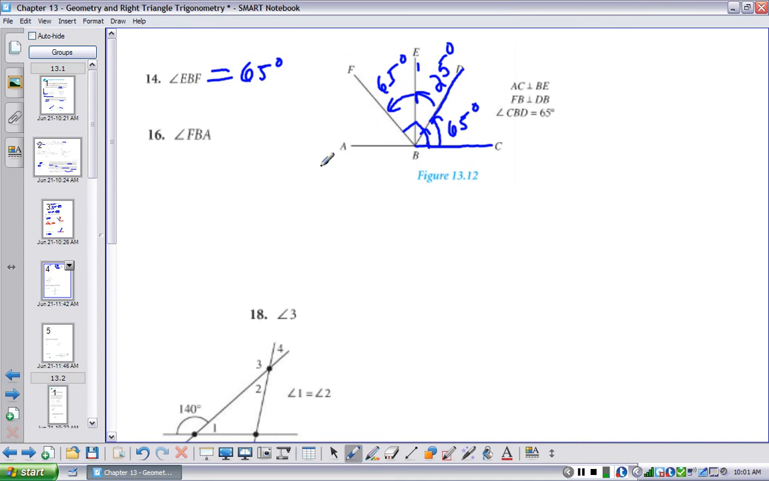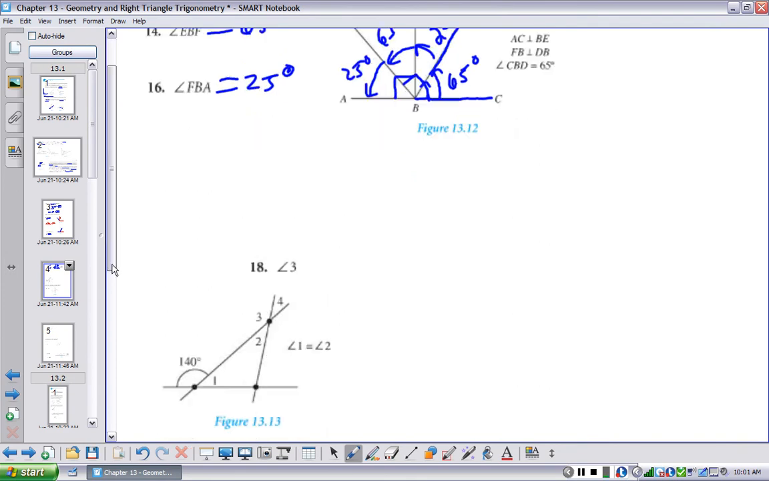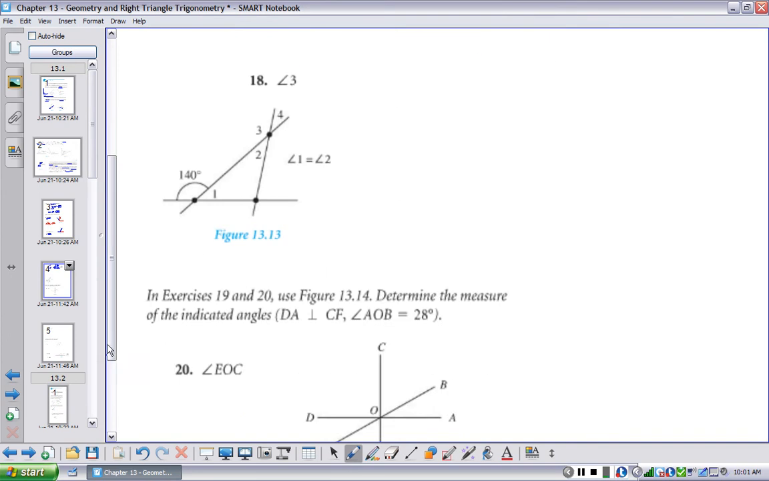Well, again, we know that EB is perpendicular to AC. So this forms a 90-degree angle. So from here to there is 25 degrees as well. Just by knowing one angle and knowing that we have perpendicular lines, we can figure out a lot of information there. Let's look at this next example.